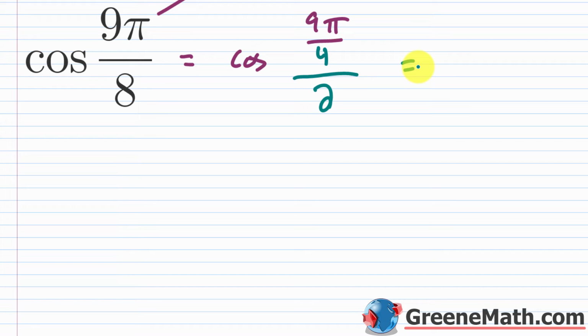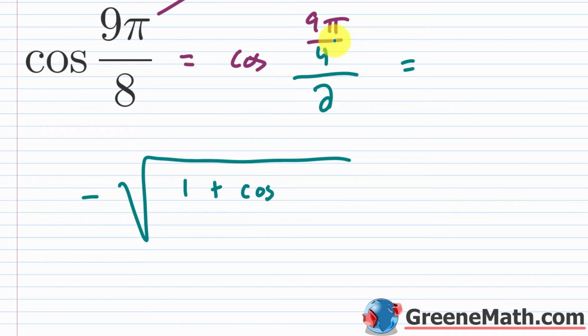So in quadrant 3, cosine is negative. So you want to put the negative of the square root of, it's going to be 1 plus the cosine of, again, this angle right here, which is 9 pi over 4. And then this is over 2.